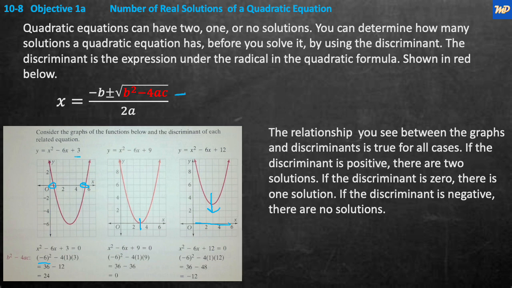So the relationship you see between the graphs and discriminants is true for all cases. If the discriminant is positive, there are two solutions. That's our first graph. If the discriminant is 0, there is one solution. That's our center graph. And if the discriminant is negative, there are no solutions. And there's our third graph.